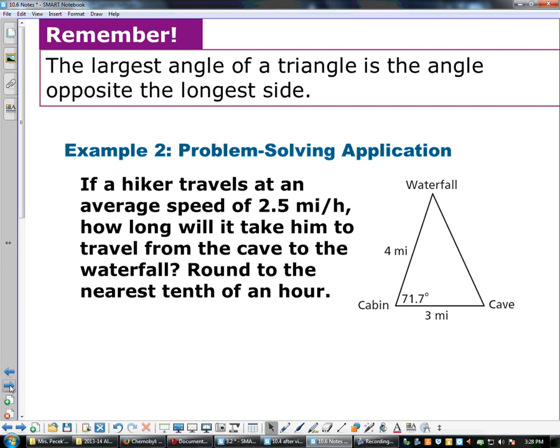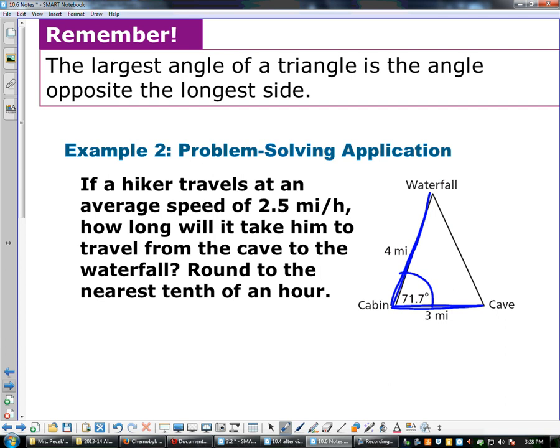If a hiker travels at an average speed of 2.5 miles per hour, how long will it take him to travel from the cave to the waterfall? Again, we already have a picture here. We're going to round to the nearest tenth of an hour. Notice in your triangle, what do we know? Between the cabin and the cave, that is 3 miles. Between the cabin and the waterfall, that is 4 miles. And the angle between those two is going to be 71.1 degrees.